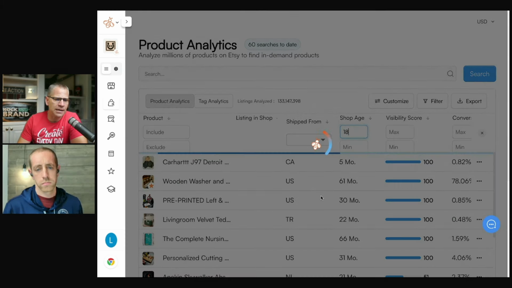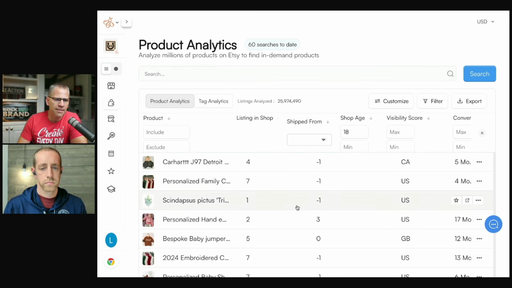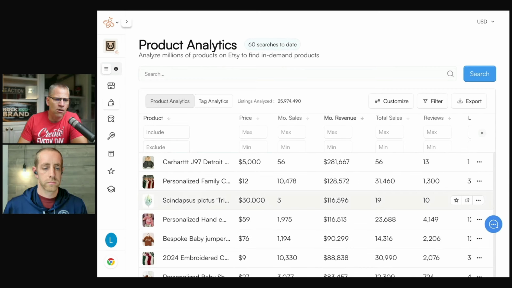It's going to automatically update. And then we are going to see that these are all shops that are 18 months or less. Okay. And then we can start to play around and go, okay, now this is not per niche. This is just all the products that are selling. And then I can sort here.